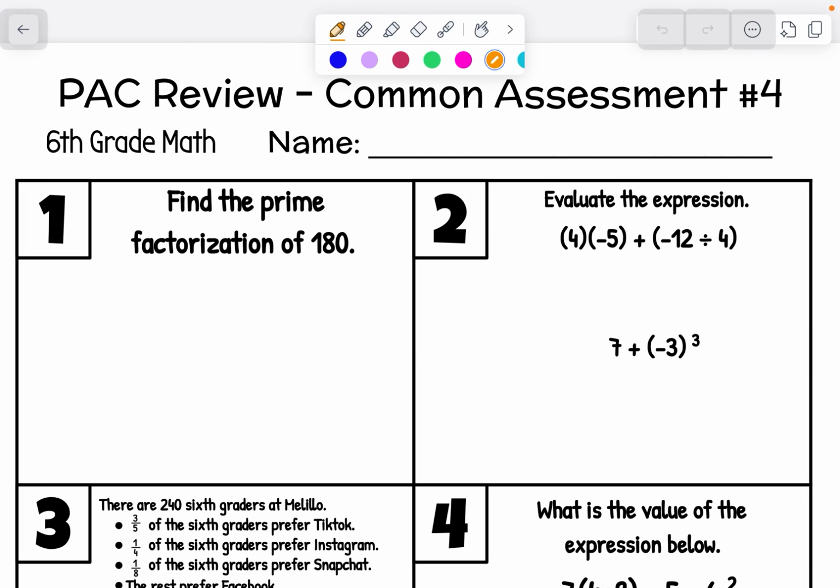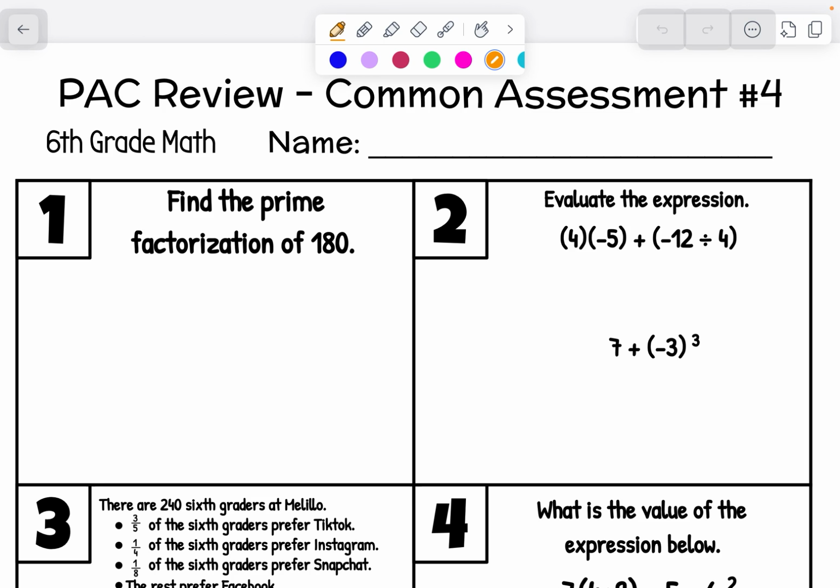All right, we're going over the review we did in class. So remember, this is over our properties, prime factorization, exponents, order of operations with exponents and integers. So let's go ahead and get started. I want to find the prime factorization of 180.